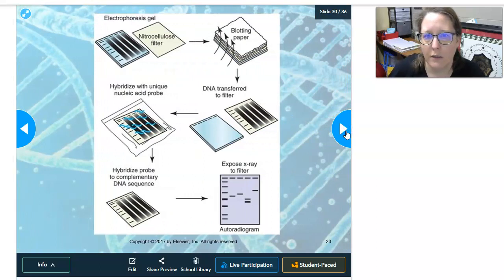So, again, electrophoresis separates the fragments, a nitrocellulose filter is used to blot it, and the DNA is transferred to the filter from the gel. Then you take the filter and hybridize it with nucleic acid probes, depending on how the probes are labeled, so then you can visualize the separated fragments, usually, if it's radioactive, using X-ray, and look at the patterns.